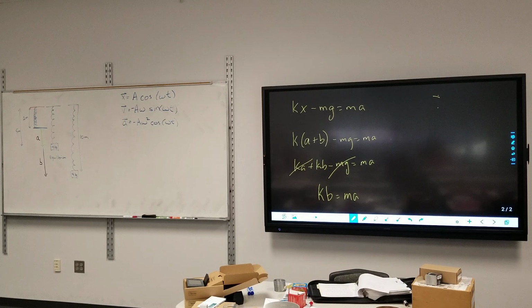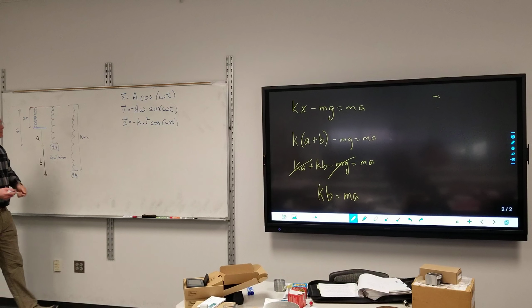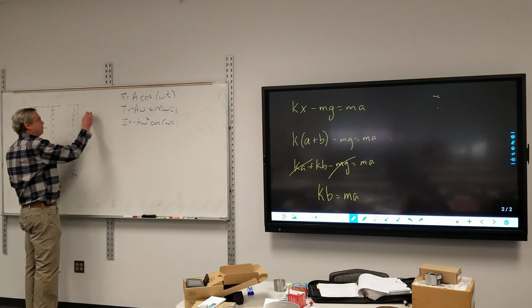So I know that my amplitude is how far I pull it down here, so that would be 5 meters. Omega is the square root of k over m. We did get that last week, that the angular frequency is equal to the square root of the spring constant divided by the mass. So that would be 13.06 repeating over 4, and then the square root of that.